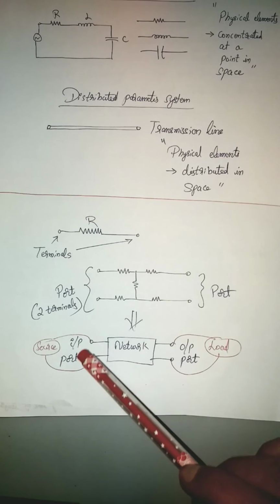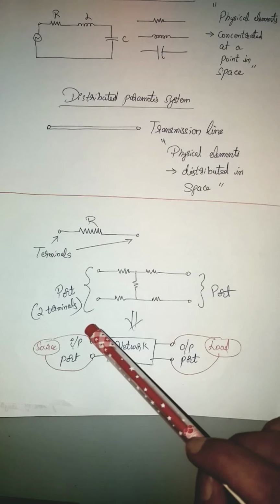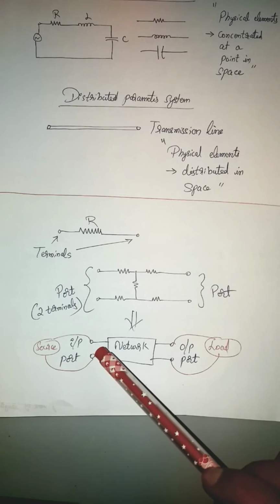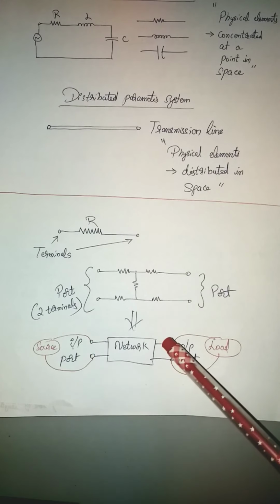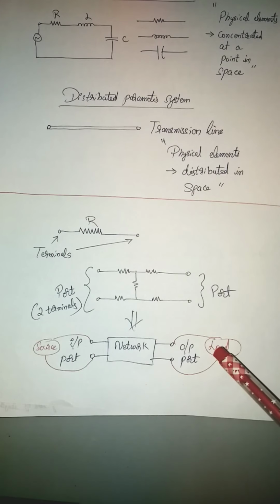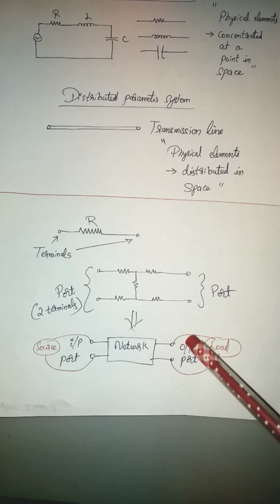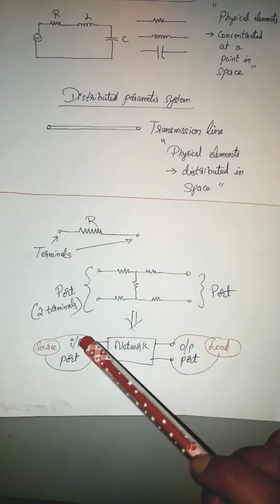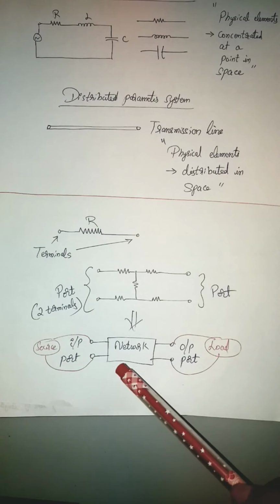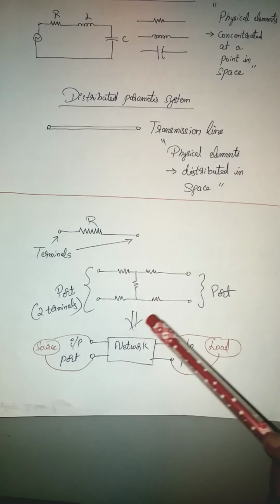Why we call this the input port is, we always try to connect the source to this, maybe an AC source or DC source. Here you try to connect the load, maybe another resistor or any other kind of load. Since you're connecting it to the load, it is called the output port. Here it is called the input port. So see, this is a simple resistive network.